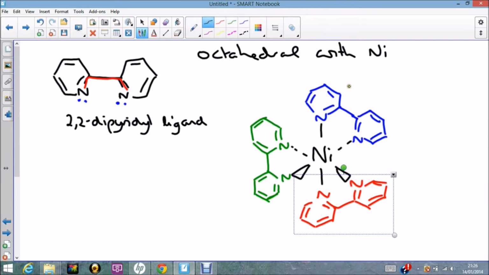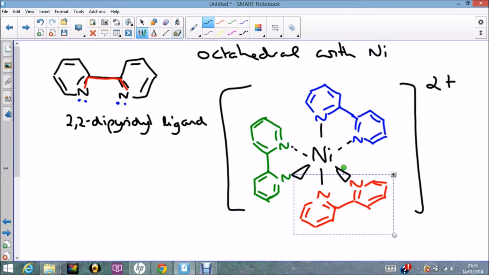So nickel, common oxidation state is 2 plus. This ligand has no charge, so I'm going to put my square brackets. The charge on this complex is going to be 2 plus.